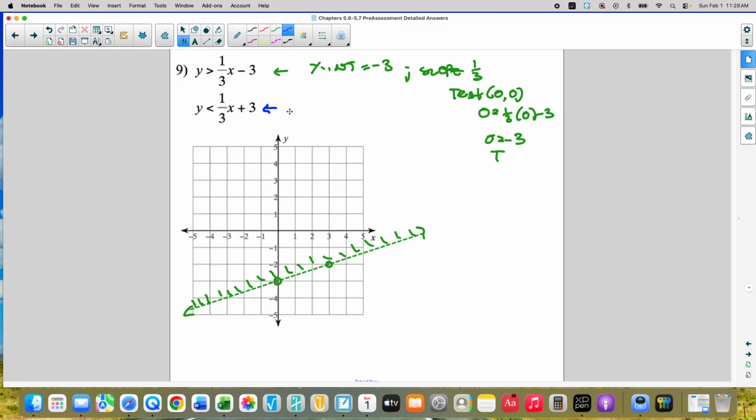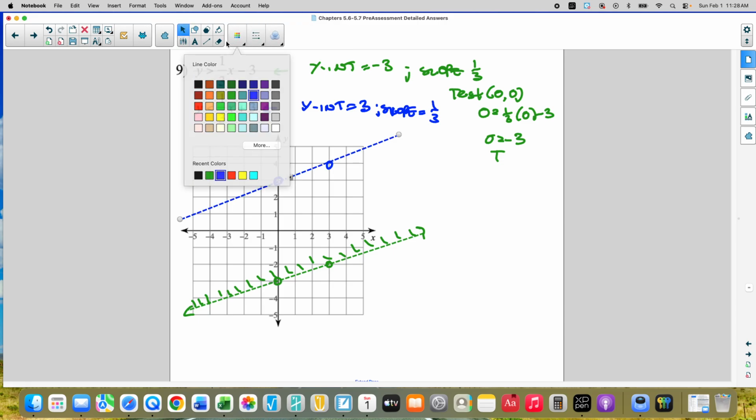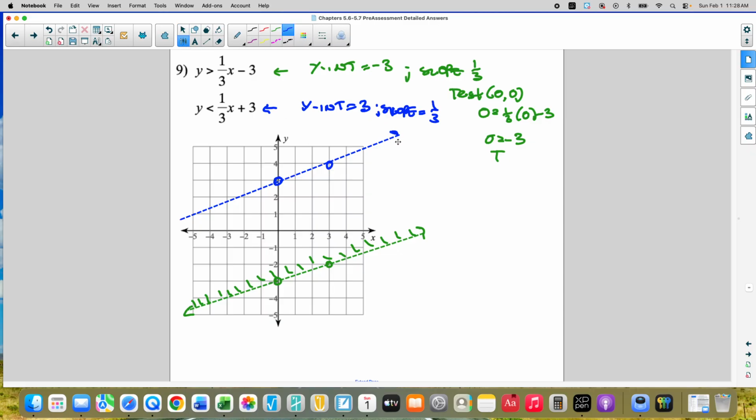Let's draw our other line. Y-intercept of 3 and slope also 1/3. So this will be interesting, I'm noticing. So open circle at 3, up 1, right 3. Connect those dots. Oh, sorry, gotta make that blue. Arrows.